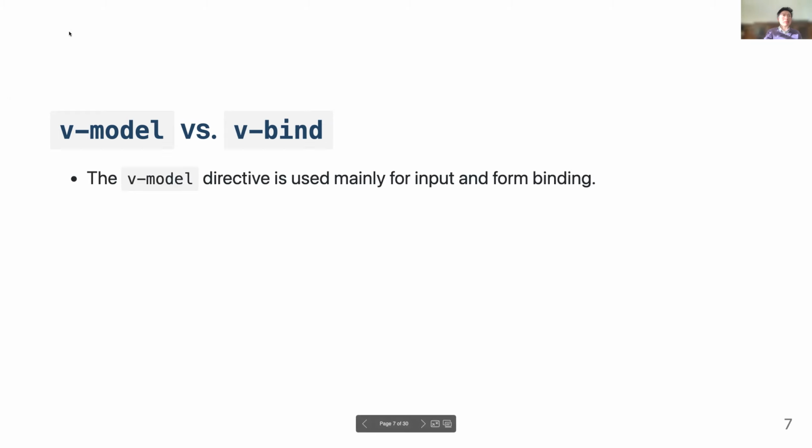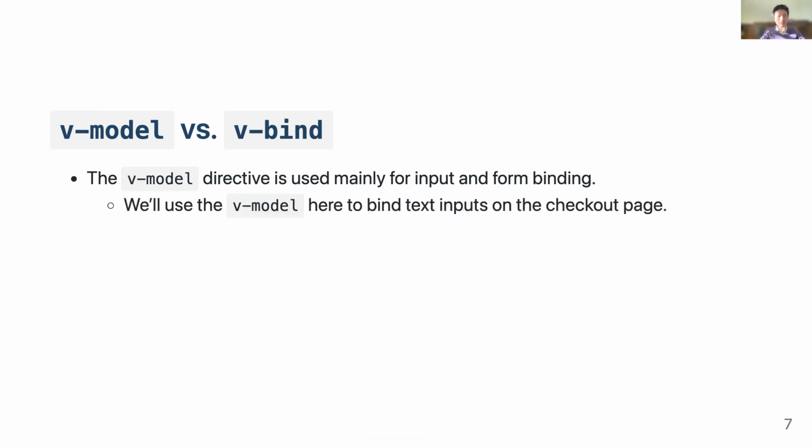Okay, and so v-model is mostly used for input and form binding. So you have some text field or drop-down list, and in your app or on the interface you want to get the value, this is when you use v-model. And later you will see in the examples, we're going to use v-model to bind the text input on the checkout page to a view variable.